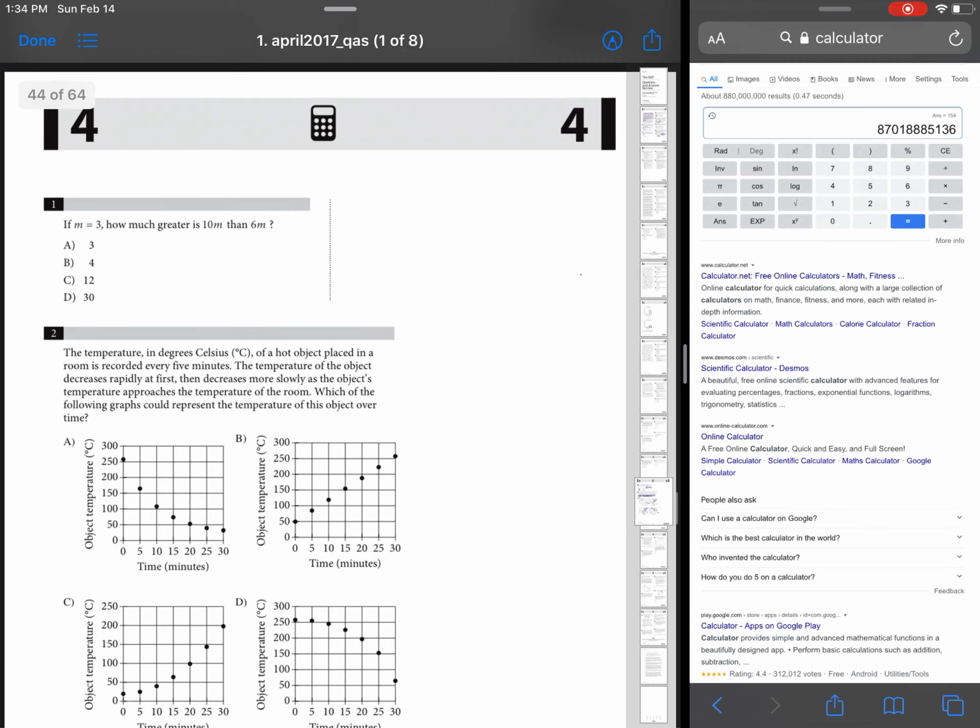Okay, so we're starting here now. If m equals 3, how much greater is 10m than 6m? So m is 3, then 10m is 30, and then 6m is 18. 30 minus 18 equals 12. How much greater? Okay, the answer is C. Is 12 greater? That's how much.